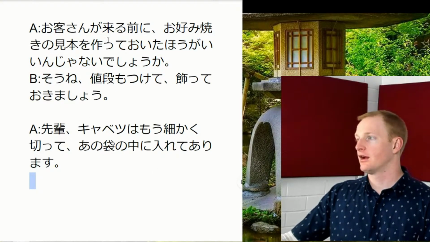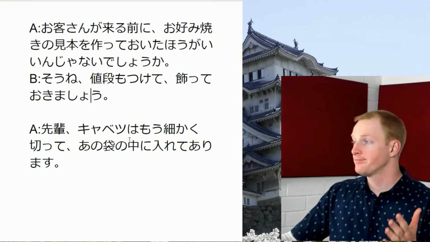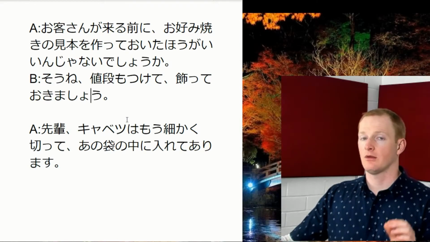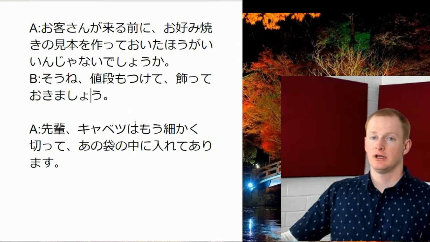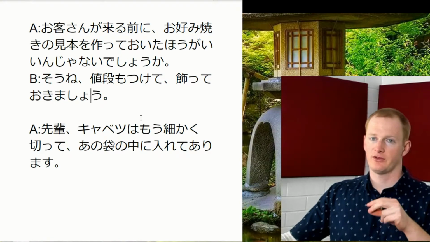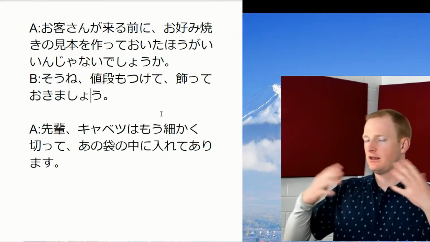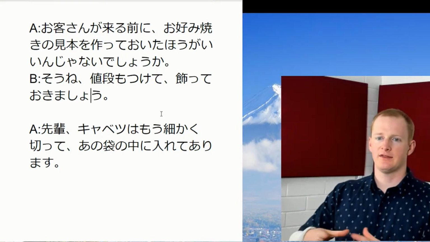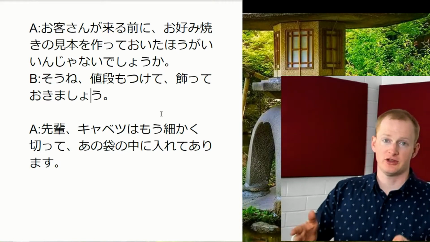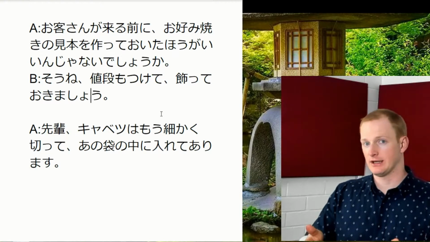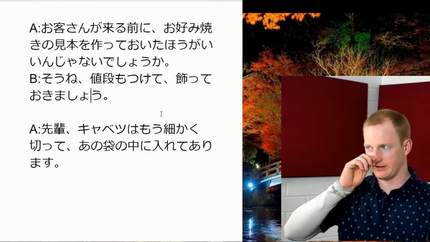Okay. And actually I didn't read the second part of this, but B agrees, right? So it says, そうね、値段もつけて. So let's put the prices on. 飾っておきましょう. Now, 飾る, I said before, is decorating. 飾っておきましょう. Okay? Now, if you've ever seen pictures of okonomiyaki, they look kind of a certain way. And Japanese people will recognize them very quickly just by the way they are, the way you put the mayonnaise on them, all these kind of things.